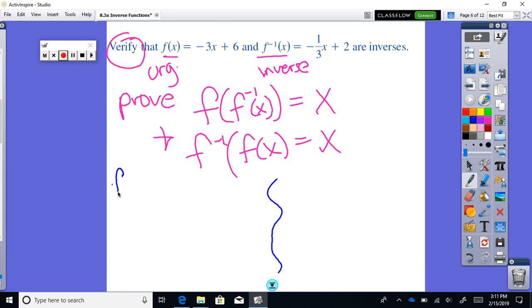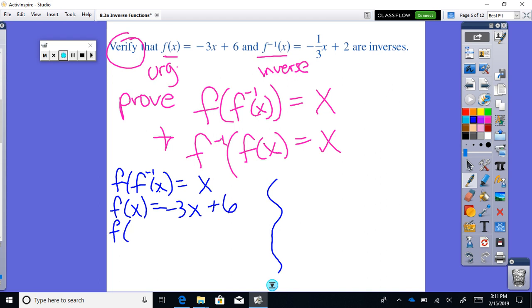So the first one, I'll do f composed with its inverse, and I want to show that that equals x. So I'm going to start with f. So it's f of x is equal to negative 3x plus 6. Now I'm replacing the x with the inverse function, so that's negative 1/3 x plus 2. So that'll be negative 3, and where the x is, I'm replacing it with that function, plus 2, and then plus 6.